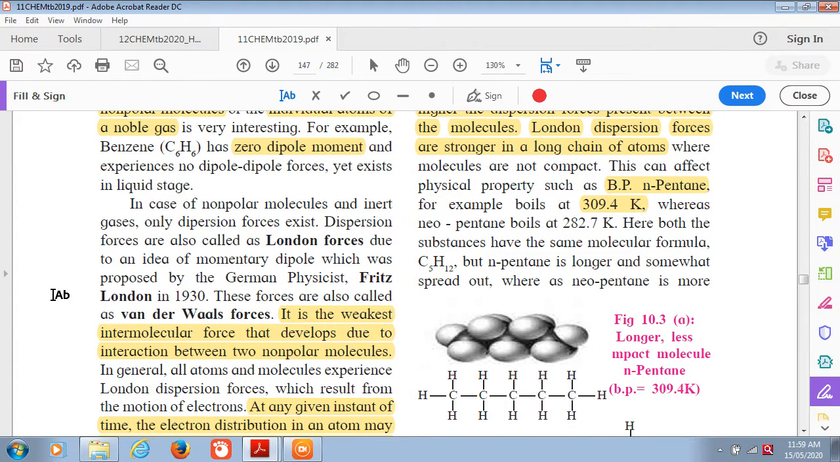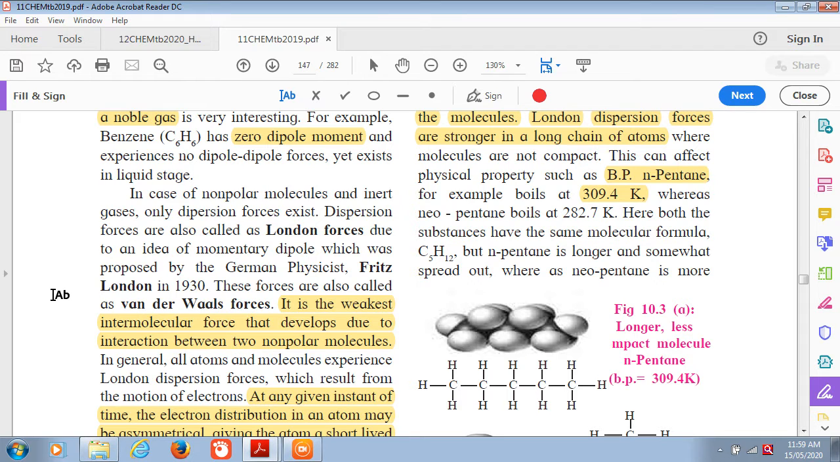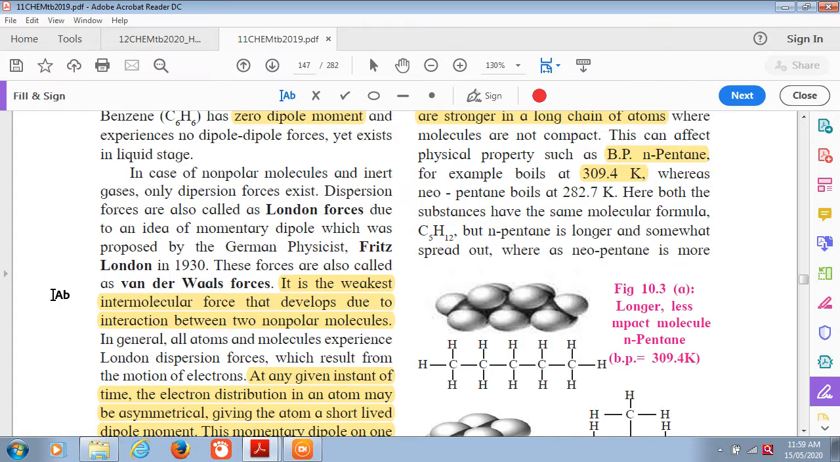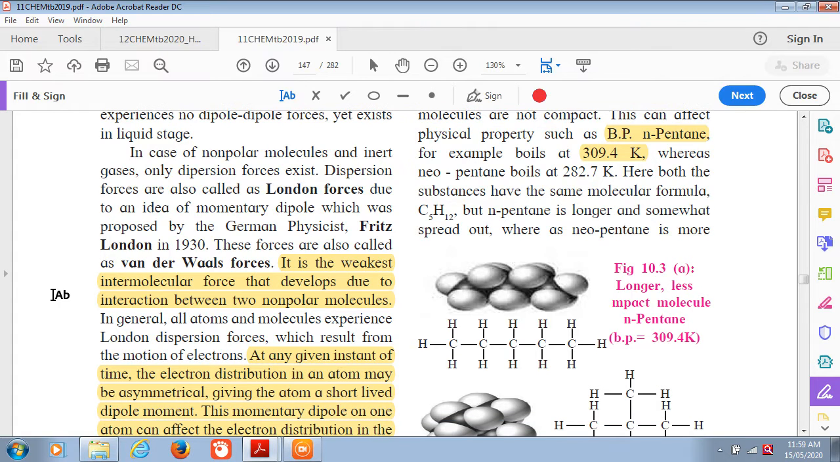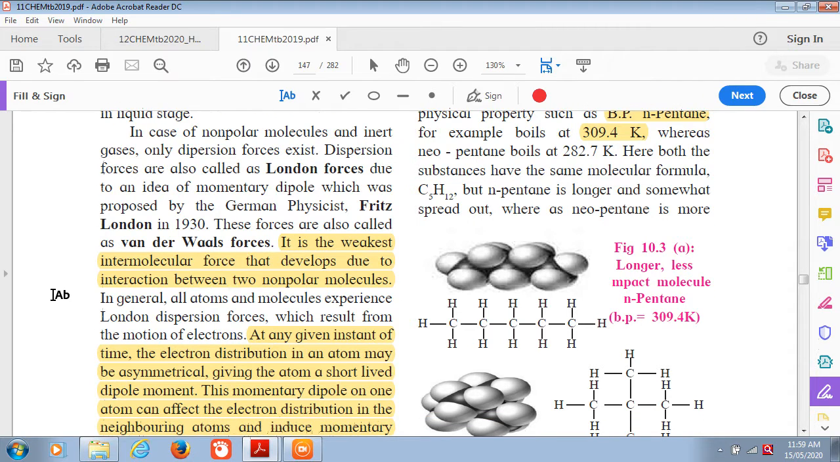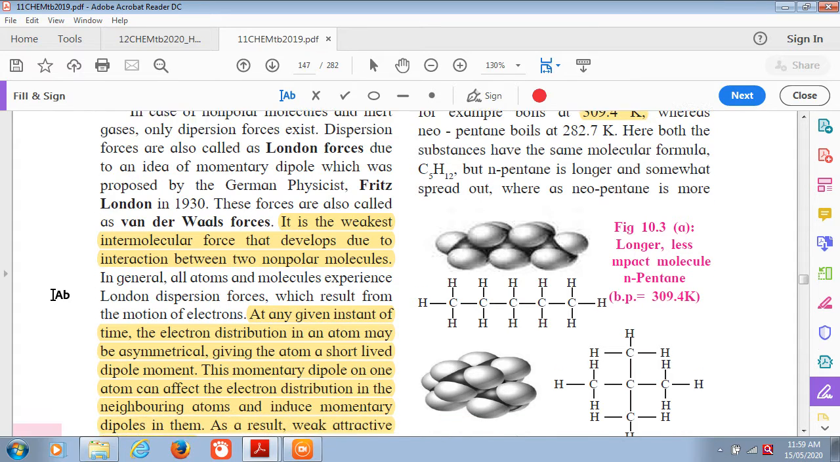So what is London force or Van der Waals force? It is a weaker intermolecular force that develops due to interaction between two non-polar molecules. Why are the molecules non-polar? Because there is no large difference in the electronegativity between two bonded atoms. So the molecule becomes non-polar. We can't write the charge on that bonded atom.